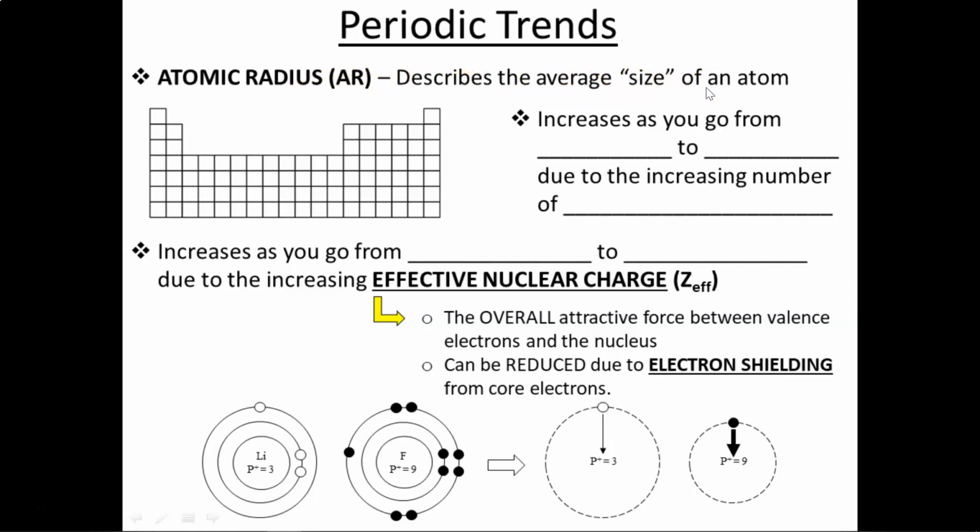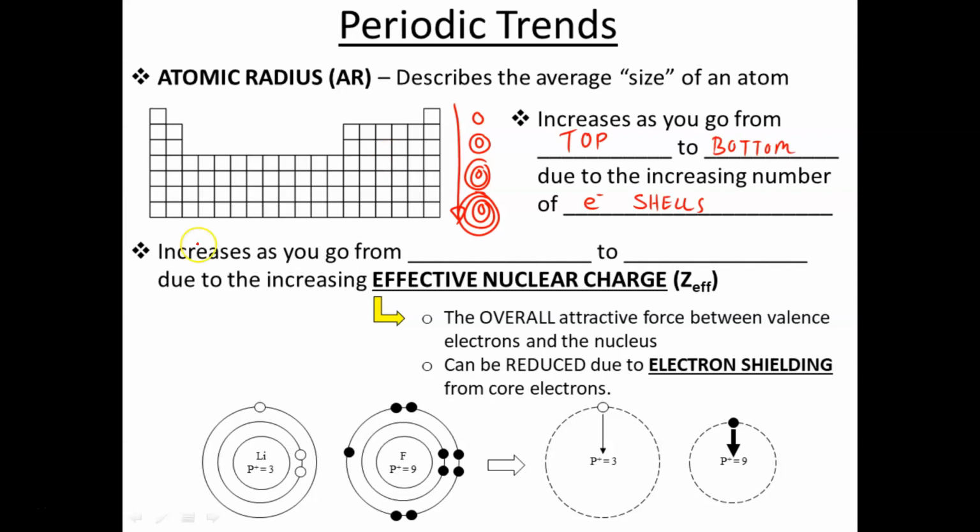If you recall, the Heisenberg uncertainty principle states that we can never know where the electron exactly will be at any given point in time. As such, we can only tell where the electron will most likely be. And so we can only use average sizes, not exact sizes for the atom. Now, the size of the atom increases as you go from top to bottom because the number of electron shells increases as you go from top to bottom on the periodic table.